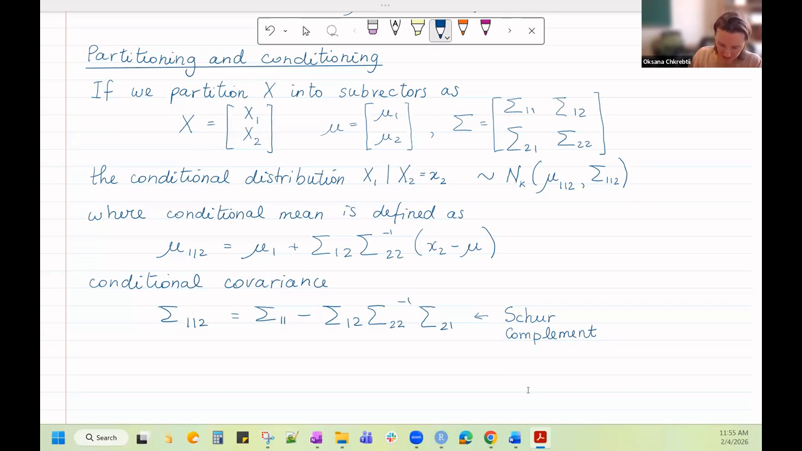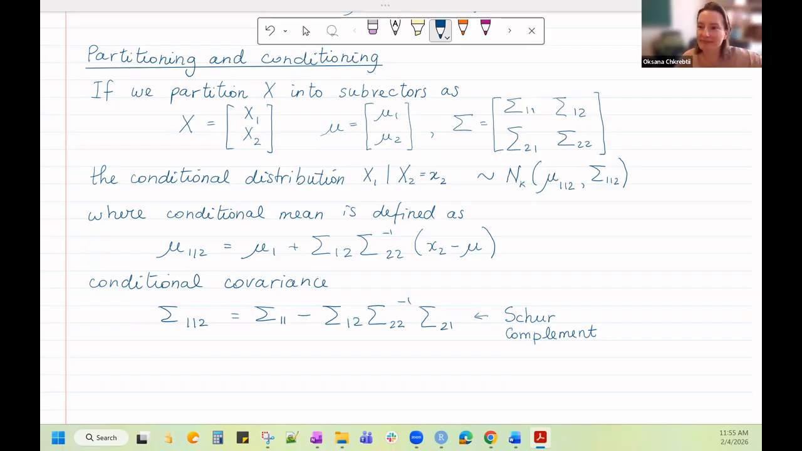So if you can define a joint multivariate normal distribution between two random vectors x1 and x2, you have a closed form distribution for their conditional distribution.